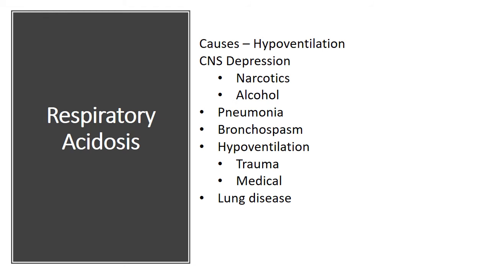Respiratory acidosis is caused by hypoventilation, and there can be multiple underlying issues that go into that. Whether that was caused by a central nervous system depression, such as the patient who just shot up a bunch of heroin, fentanyl, is on some kind of narcotic, or they're really intoxicated. Something has depressed that central nervous system and slowed their respiratory rate.